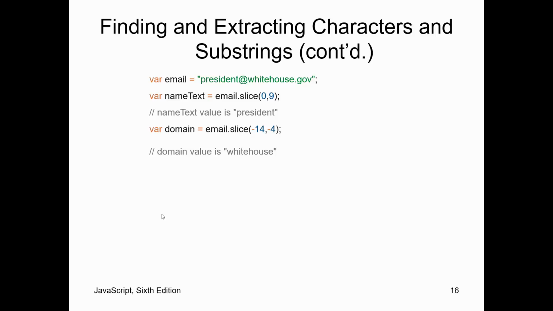So here's an example. We want the domain name. So we're saying go back 14 characters: 1, 2, 3, 4, 5, 6, 7, 8, 9, 10, 11, 12, 13, 14 characters. And go until there's 4 characters left: 1, 2, 3, 4. So you're saying grab everything that's there in White House.